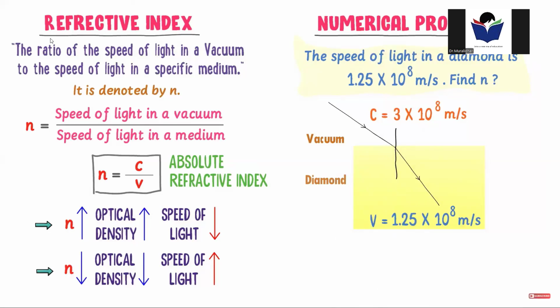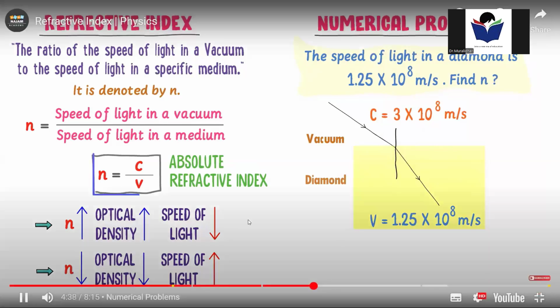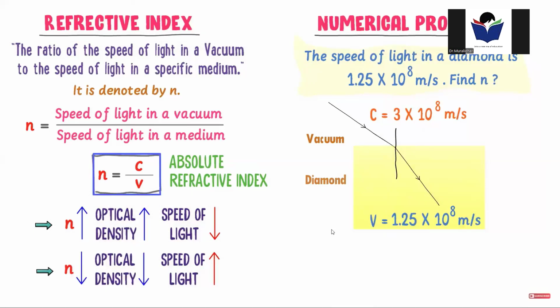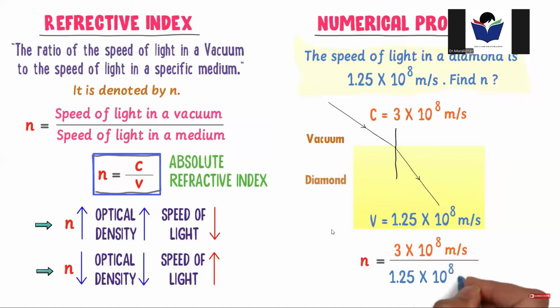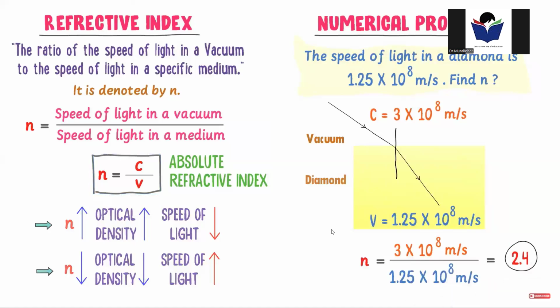As we learned in the previous slide, refractive index n is equal to c upon v, where c is the speed of light in the vacuum and v is the speed of light in the medium, like diamond. I plug in all these values in this equation. After calculation, I get 2.4. So the refractive index of the diamond is 2.4.